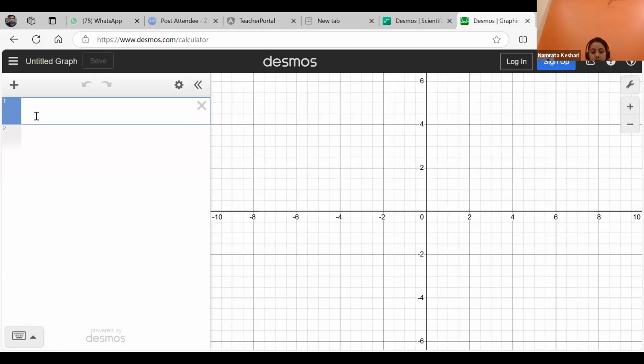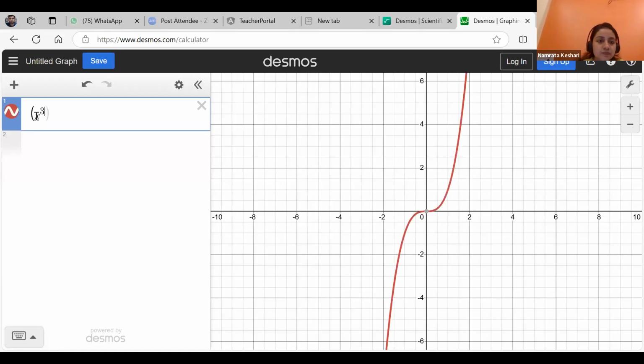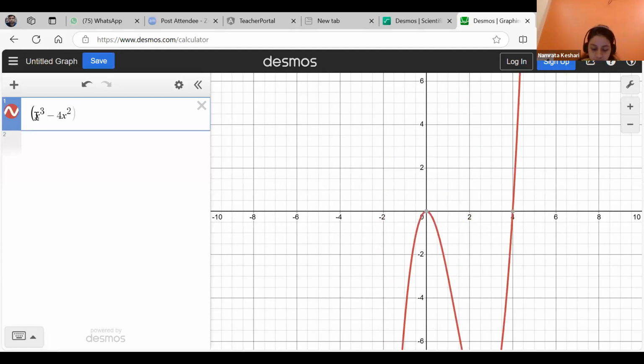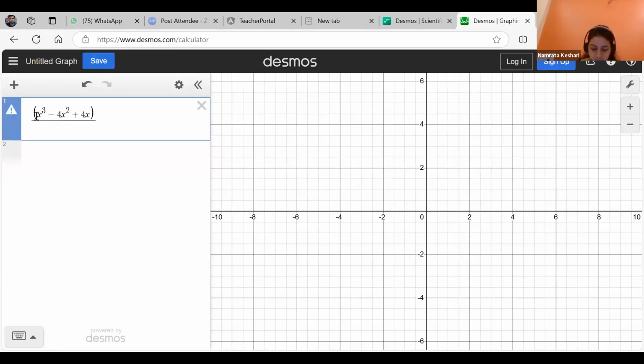Let me write the function. It was x cube minus 4x square plus 4x divided by x square minus 1.